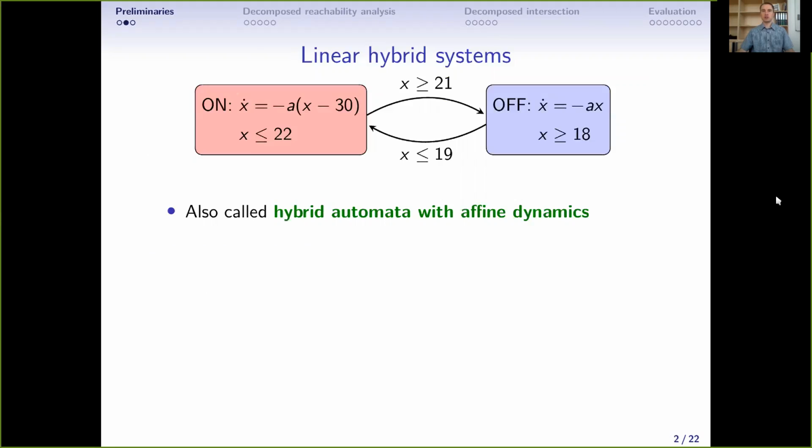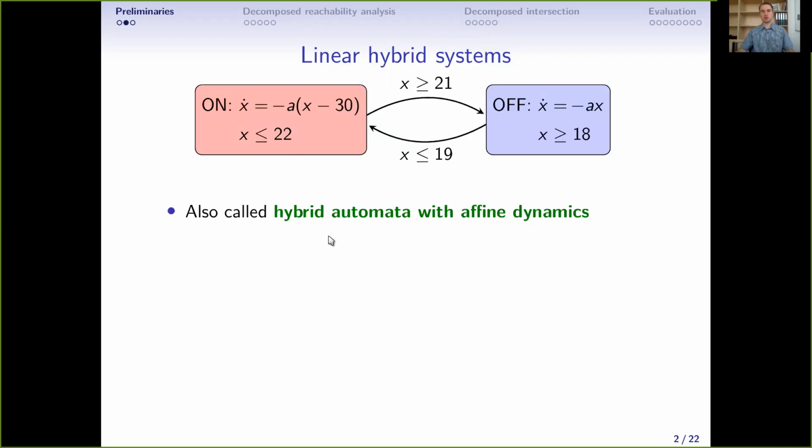Okay, so a linear hybrid system looks like this. So you have some locations, let's say on and off, and in that you have a differential equation, more precisely an affine differential equation. In this case, there's only one variable. In general, you have several of them. Then you have a condition called invariant, and this condition has to be satisfied for you to stay in this location. And then there are transitions. They also have a condition, and they are called guards, and they say when you can take this transition.